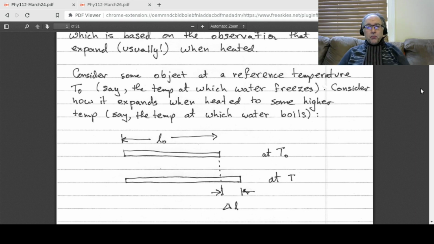Okay, and so what you're seeing there is my thermometer at the two reference temperatures. So the original length of the thermometer, we'll call that L naught, okay? And the little naught usually means initial, so that's the original, and that's going to be at a temperature T naught, all right? And then, at the higher temperature T, the thermometer has expanded a distance delta L, and you can see that in the diagram there.